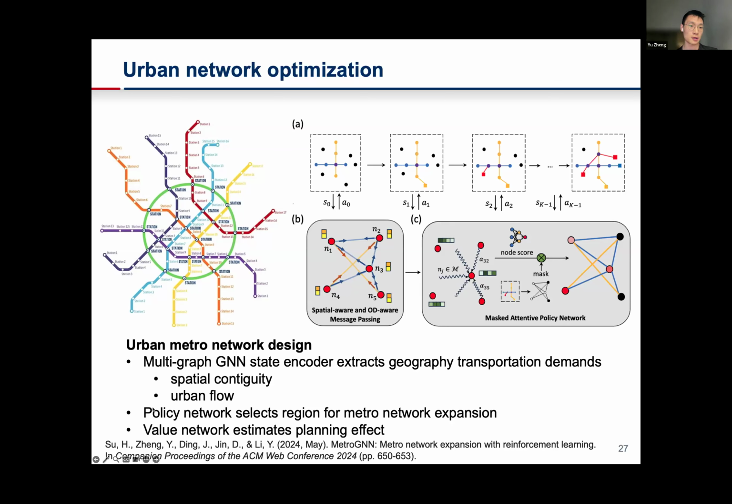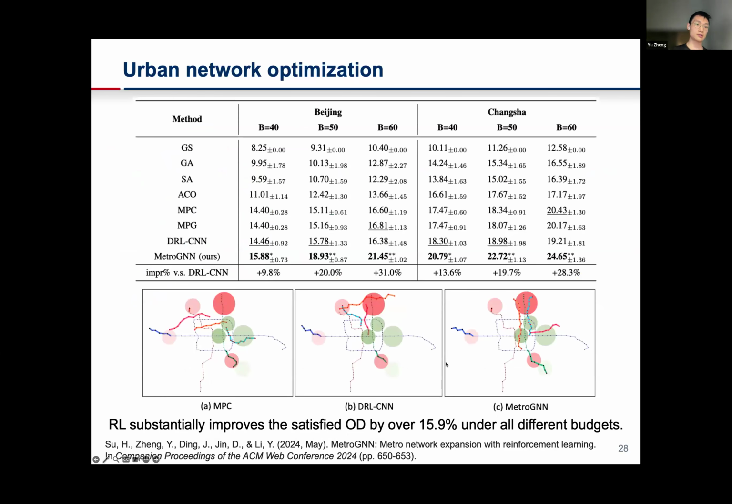And then we employ a policy network to select the regions for metro network expansion, and a value network to estimate the planning effect. By combining the graph neural network and reinforcement learning, we can see that it substantially improved the satisfied OD flow by over 15.9% under all different budgets of metro network expansion.